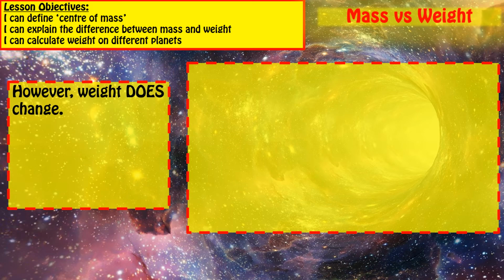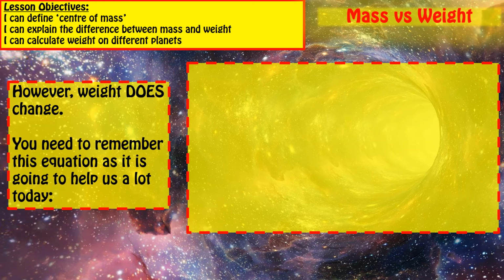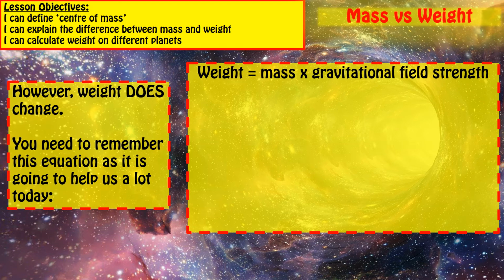But weight does change. Weight does change. And there's an equation that's going to help us figure this out. So weight is equal to mass times the gravitational field strength. And we can write this as W equals M times G.